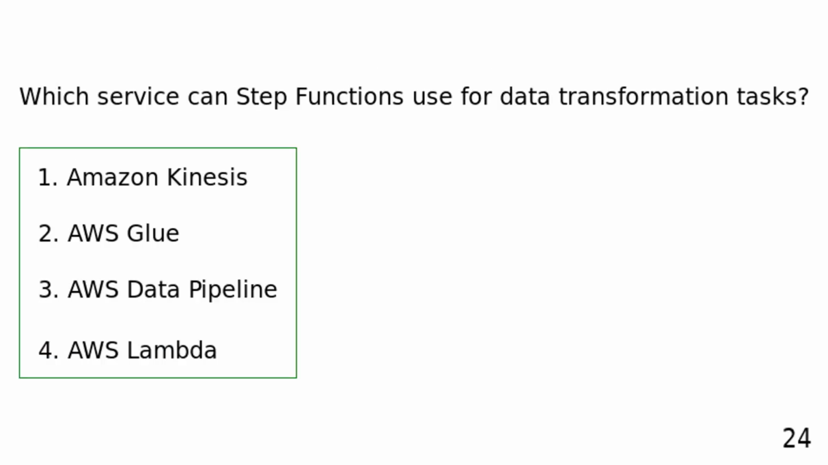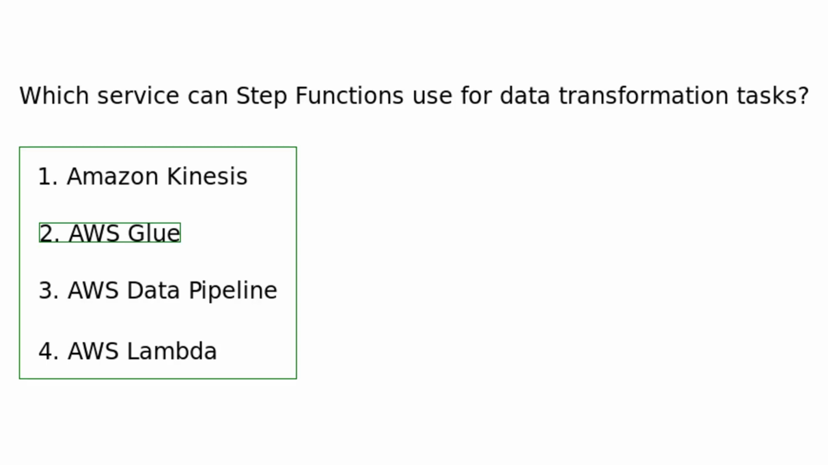Which service can Step Functions use for data transformation tasks? Amazon Kinesis. AWS Glue. AWS Data Pipeline. AWS Lambda. Step Functions can use AWS Glue to perform ETL tasks, leveraging its capabilities for data transformation in big data workflows.